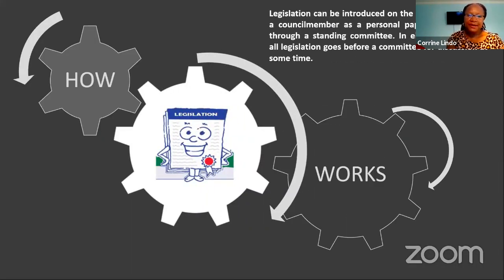So how does it all work? Basically, we have legislation that is introduced on the floor of each council meeting. We have 2 council meetings per month, the first and second Monday of the month. So we have legislation that can be introduced on the floor, submitted by the council member, which we call a personal paper, or we have legislation that goes directly to the committee. And that is usually paper that was submitted by the administration internally.